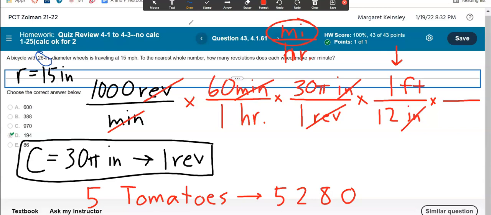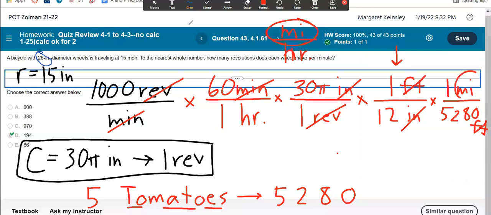5, 2, 8, 0. 5,280 feet in 1 mile. Okay, I'm going to remember that now. 5,280 feet in 1 mile. So now the feet units cancel out.